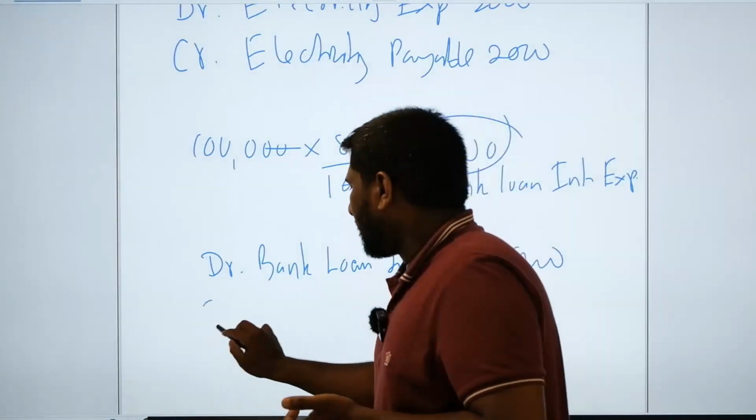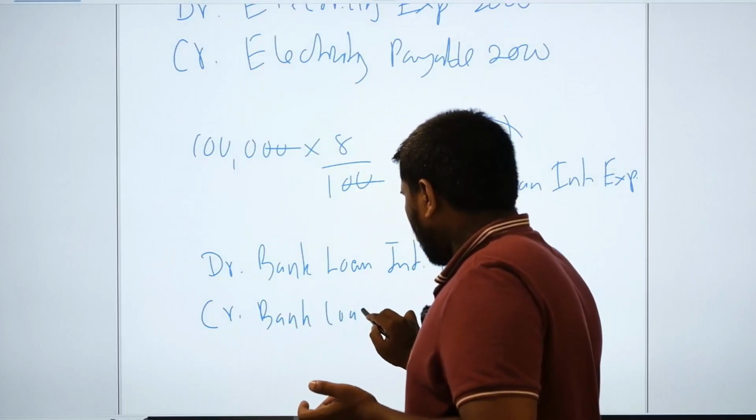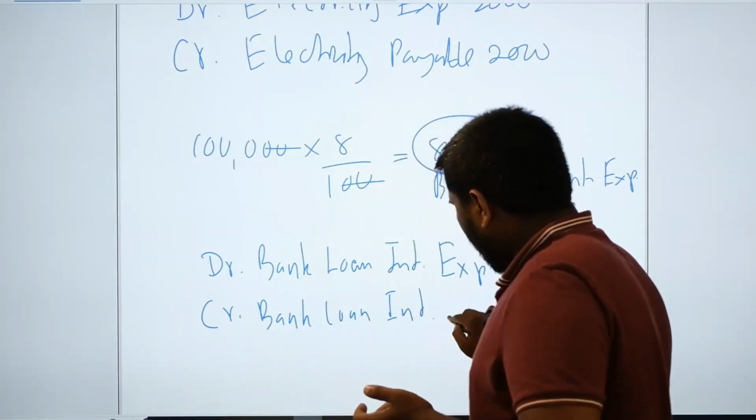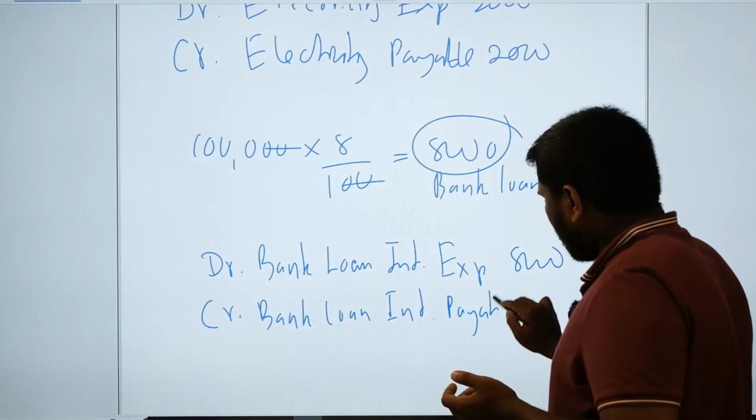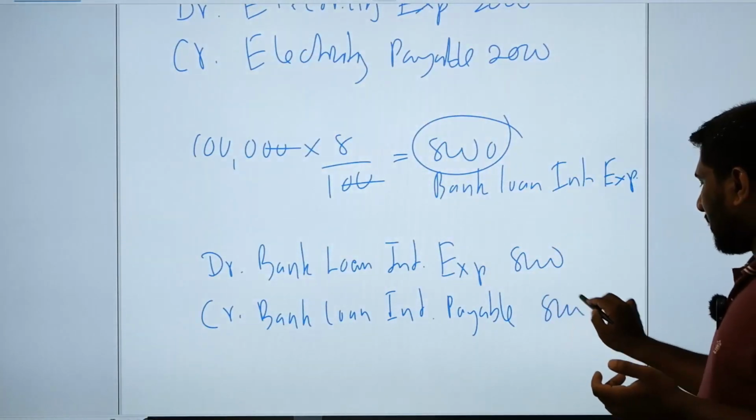So credit will be what? Credit bank loan interest payable, which is a liability, not yet paid, which is 8,000.